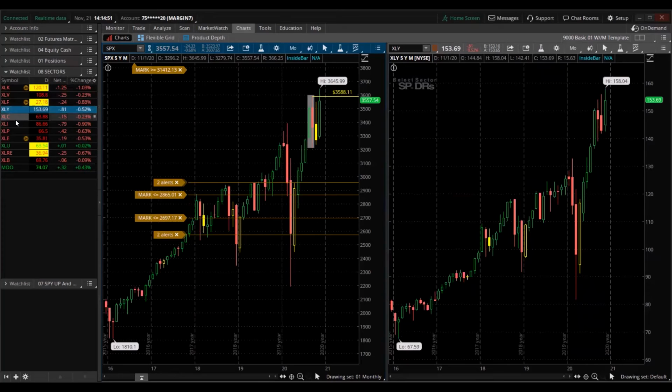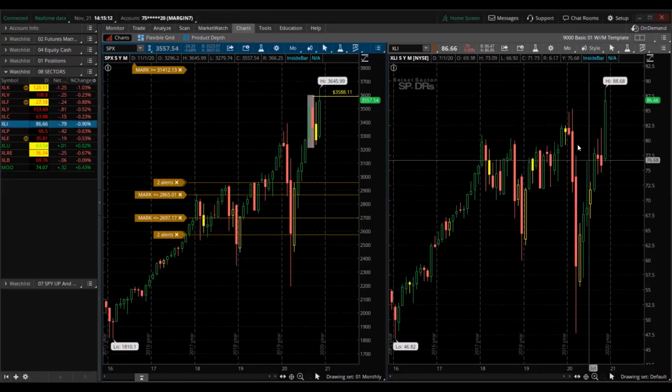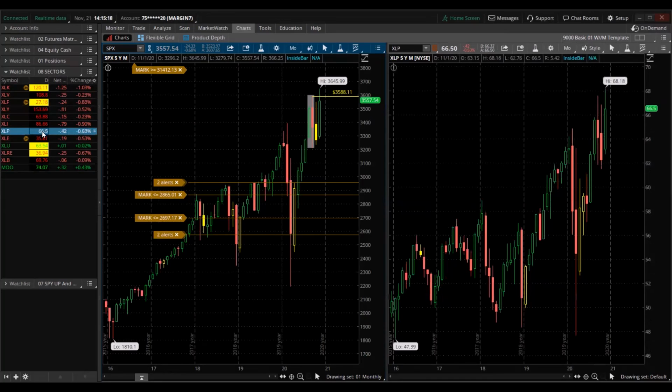XLY, consumer discretionary, makes up 10.2%. It's performing similarly. So this is a good sector as well, better than financials. XLC, communication services, makes up 9.9%. It's not so bad neither. XLI, industrials, very similar. XLP, consumer staples, 6.7%, very similar. So right now we see the worst one was what, financials? I will not be in the financials if you're looking to be bullish to make money to the upside.